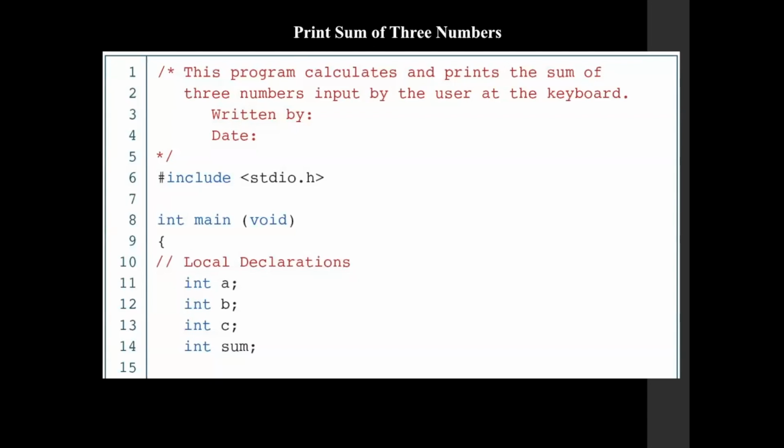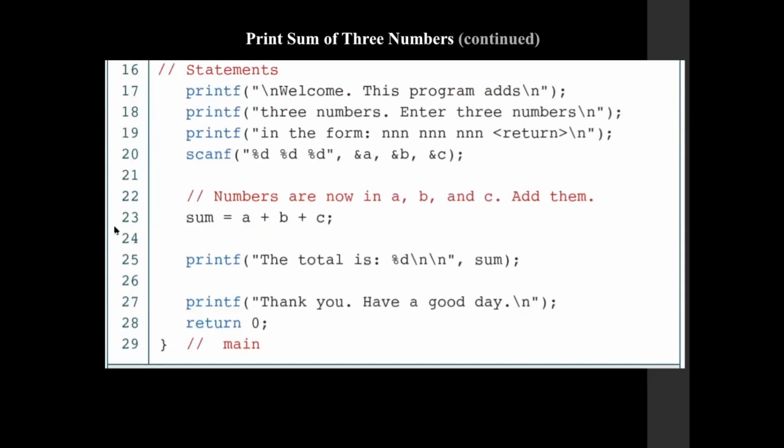This is a program to print the sum of 3 numbers. Let's just examine what we have here. First of all, what we call local declarations. There's a couple of declarations here: A, B, C, and sum. There's nothing extraordinary about that. And later on, we write what we call an expression.